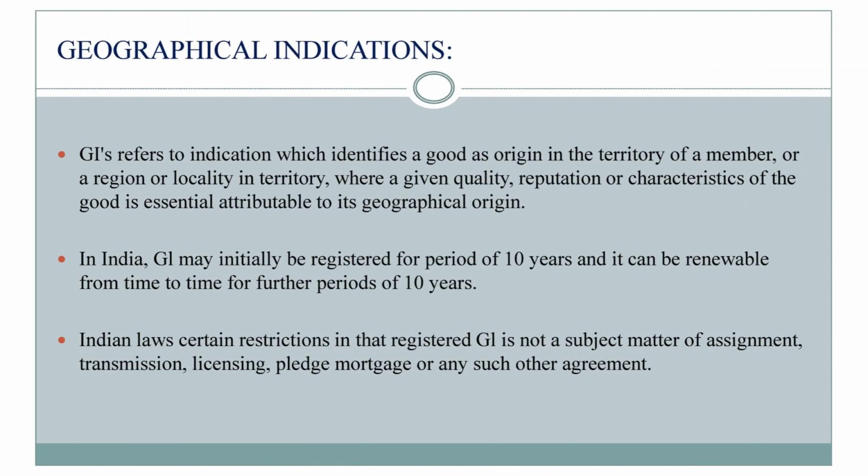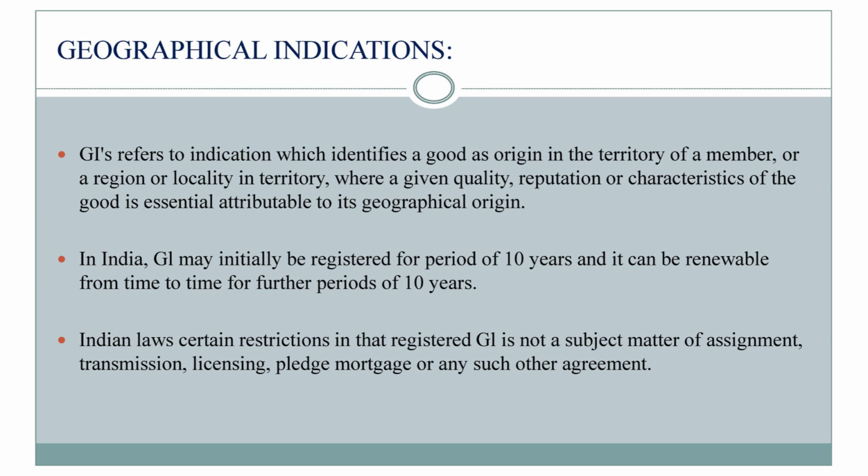The next concept we'll discuss is geographical indications. GI refers to an indication which identifies a good as originating in the territory of a member, or a region or locality in that territory, where a given quality, reputation, or characteristic of the good is essentially attributable to its geographical origin. In India, a GI may initially be registered for a period of 10 years and can be renewed from time to time for further periods of 10 years.